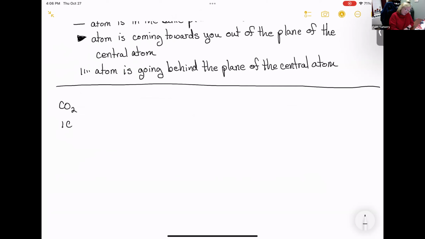Carbon dioxide has 1 carbon and 2 oxygens. Carbon is in group 14. The last digit is a 4, so it has 4 valence electrons. Oxygen is in group 16. The last digit is 6, so it has 6 valence electrons. So carbon contributes 4 and the oxygens contribute 12, giving us a total of 16 valence electrons to distribute. Carbon is always going to be the center of attention. So it is our central atom around which we're going to place our 2 oxygens.